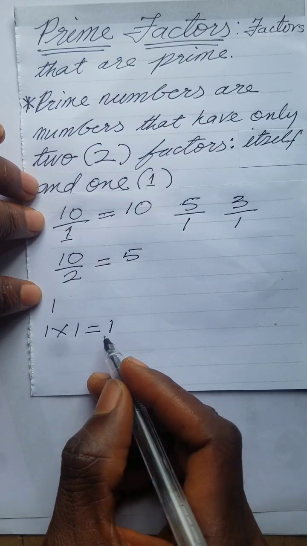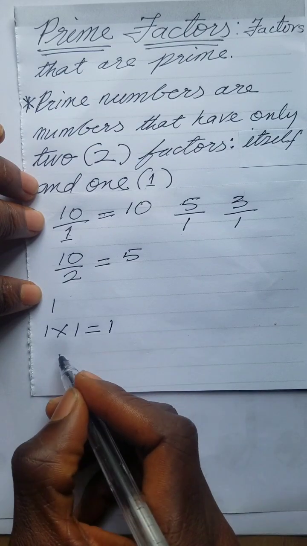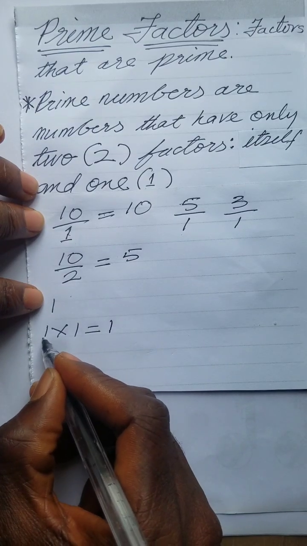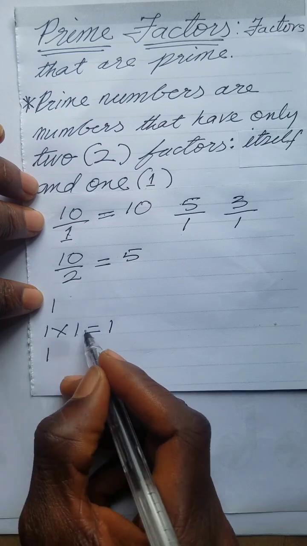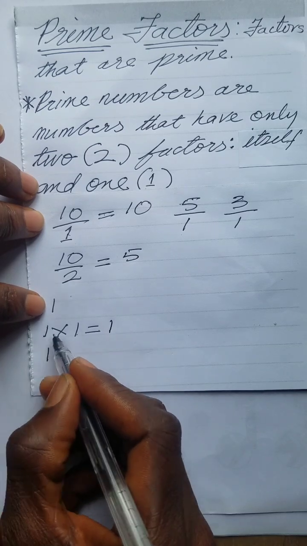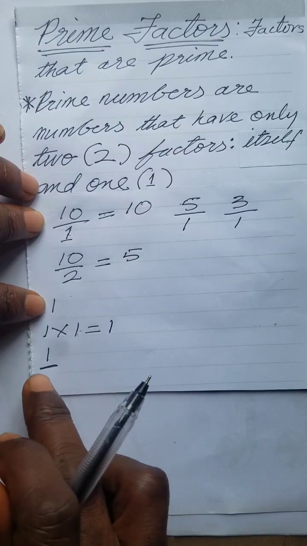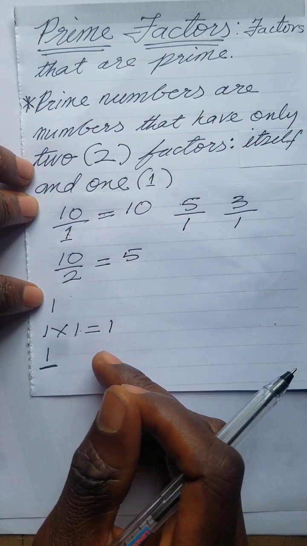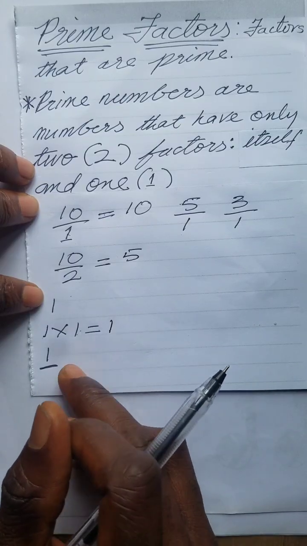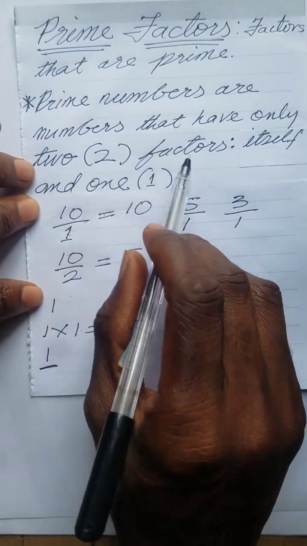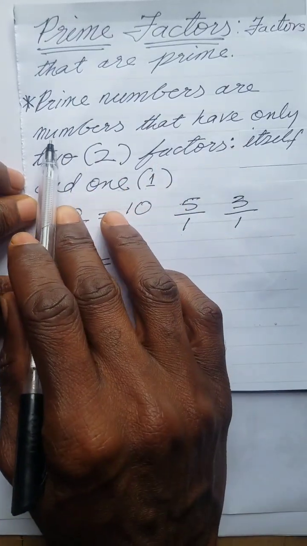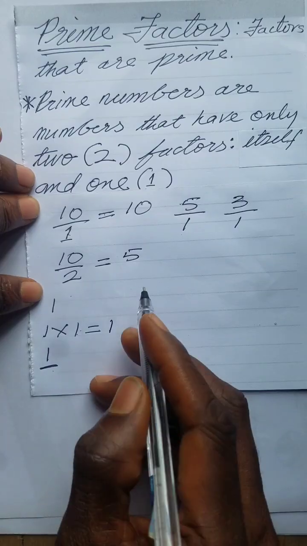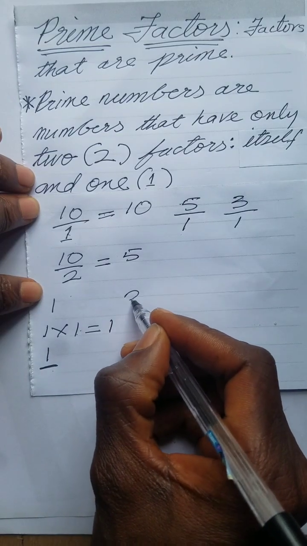So the factors of 1 are what? Only 1. 1 and 1. Remember when we did this, this number is already here, it doesn't change anything, and this is 1 and this is 1, so we have only 1 factor. So that is what disqualifies 1 from being a prime number. 1 isn't a prime number because it has only 1 factor. Remember, prime numbers are numbers that have 2 factors. 1 has only 1. Okay, let's go to 2.